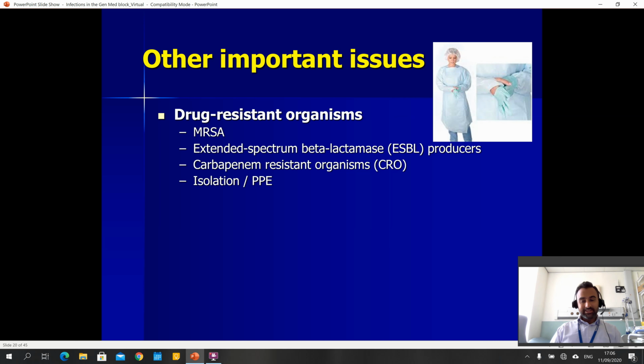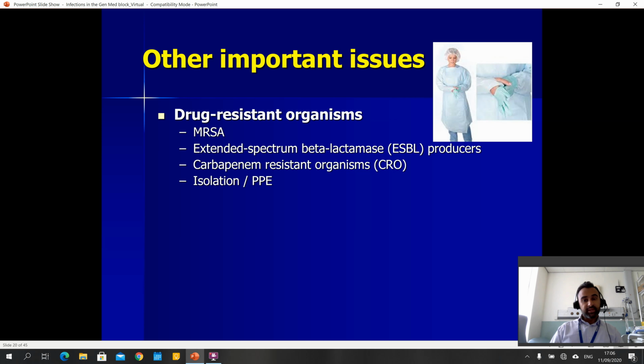However, if you add on clavulanic acid to amoxicillin, it produces co-amoxiclav, that still works against many E. coli species. However, if you've got a bacteria which produces extended spectrum beta-lactamase, usually these are your Enterobacteriaceae, such as E. coli and Klebsiella, most of our normal antibiotics no longer work against these. And the only antibiotics that will work are carbapenems, such as meropenem.